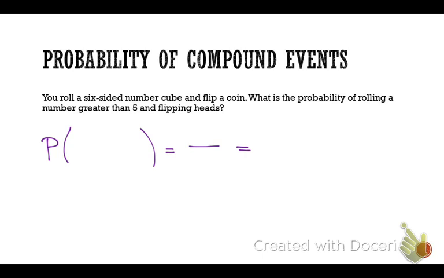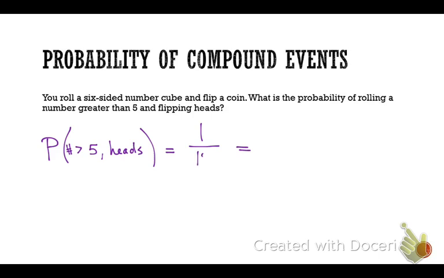What did you write in parentheses? 6H. Number greater than 5 and heads. Okay, so on a 6-sided number cube, how many numbers are greater than 5? My only option is 6 heads. That would be favorable, which is one favorable option. But it doesn't tell me the total. You don't add. Fundamental counting principle. How many options on the cube? 6. How many options on the coin? 2. What's 6 times 2?